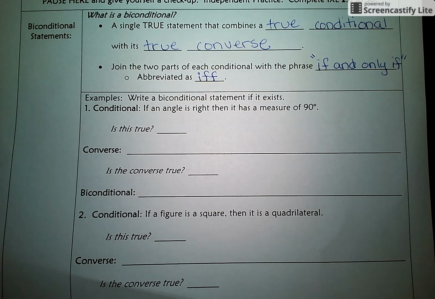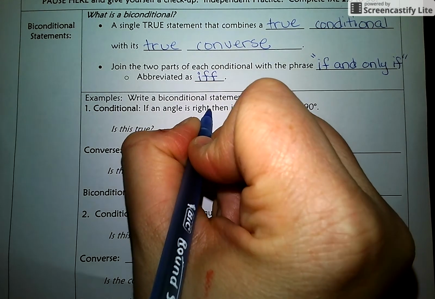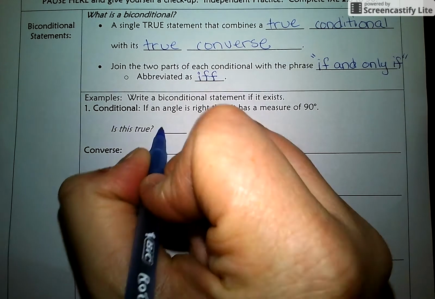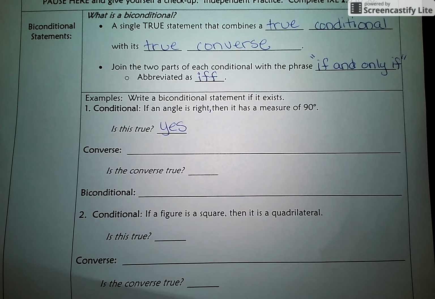Let's check out a couple of examples. Example 1 says the conditional is, "If an angle is right, then it has a measure of 90 degrees." Well, think about that for a second. If an angle is right, then it has a measure of 90 degrees. Is that a true statement? Yes. All right angles have a measure of 90 degrees.